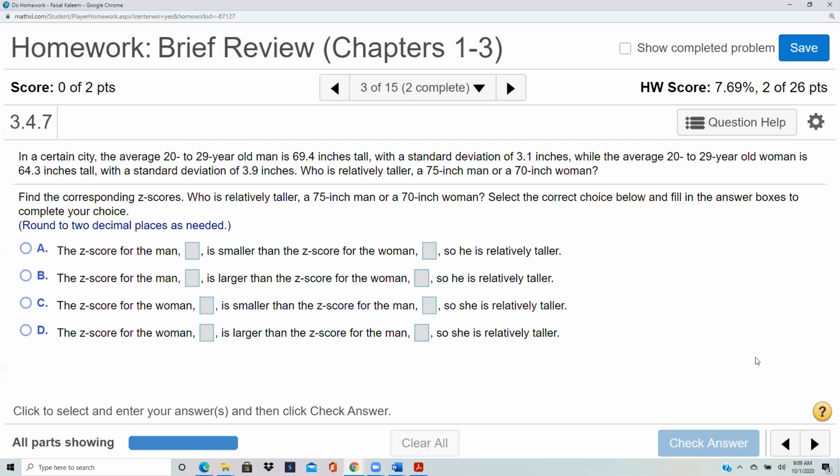In a certain city, the average 20 to 29-year-old man is this much tall and this much standard deviation, while the women is that. So, who is taller? Find the corresponding z-score. So, what's the formula for z-score? The z-score.